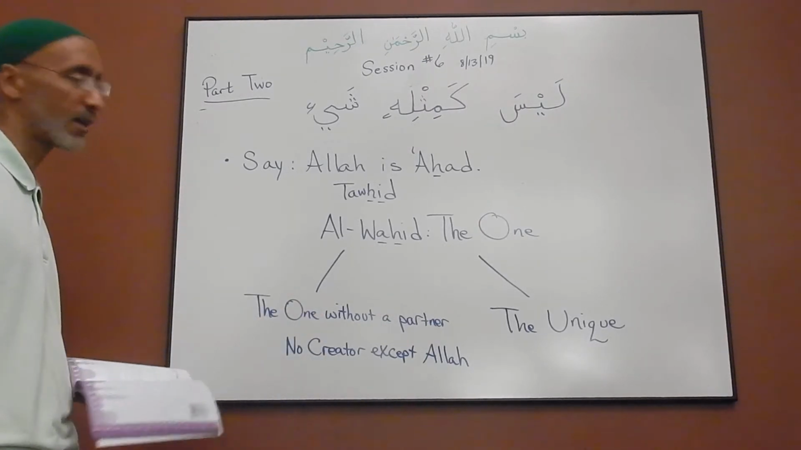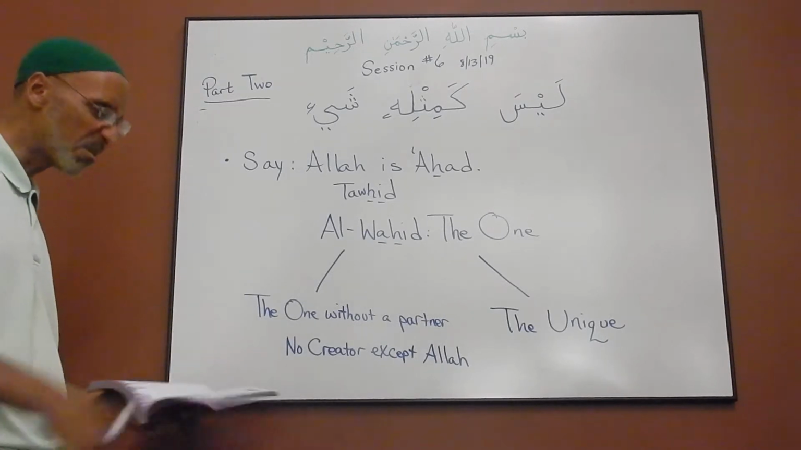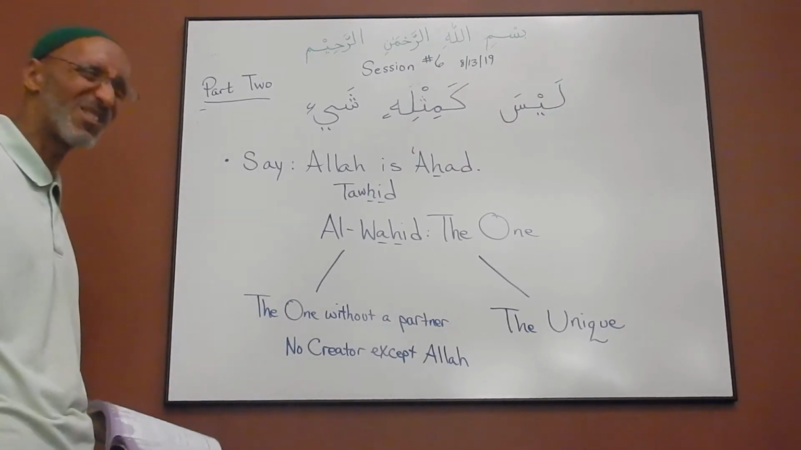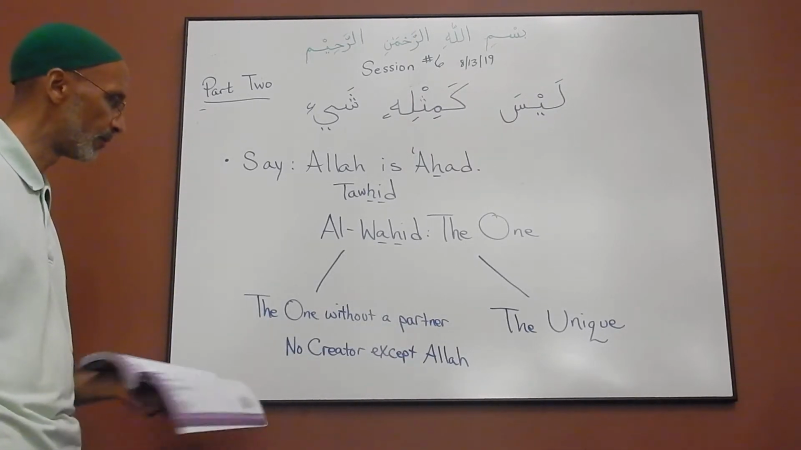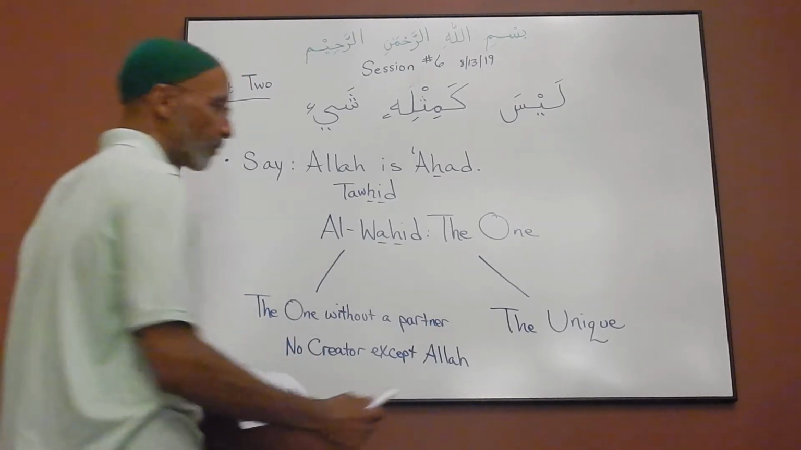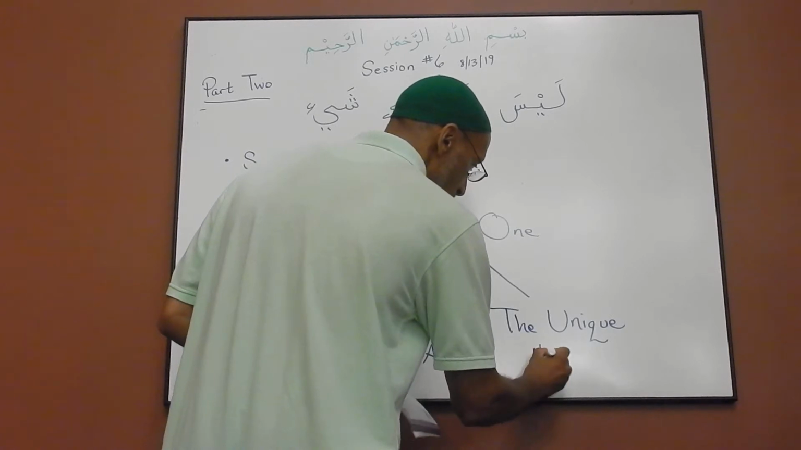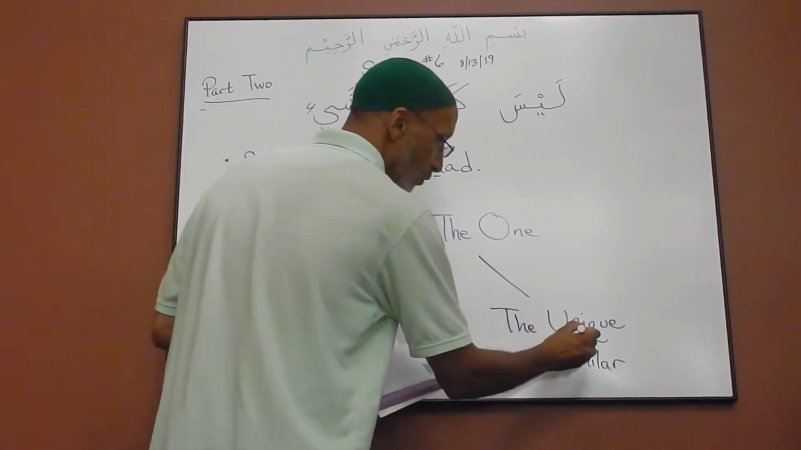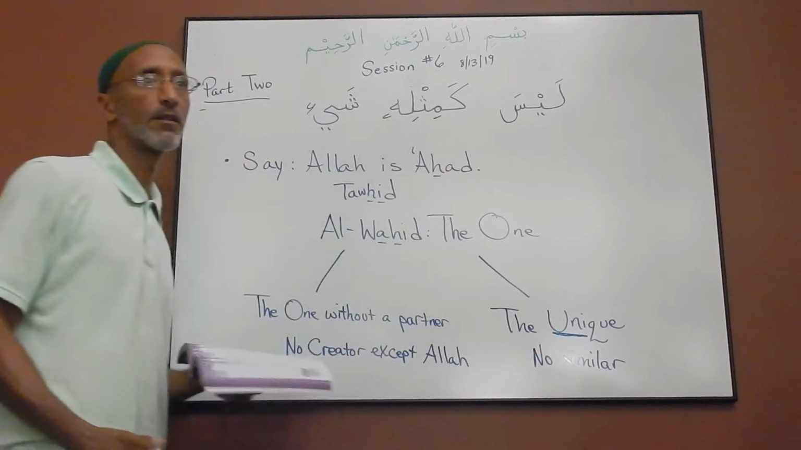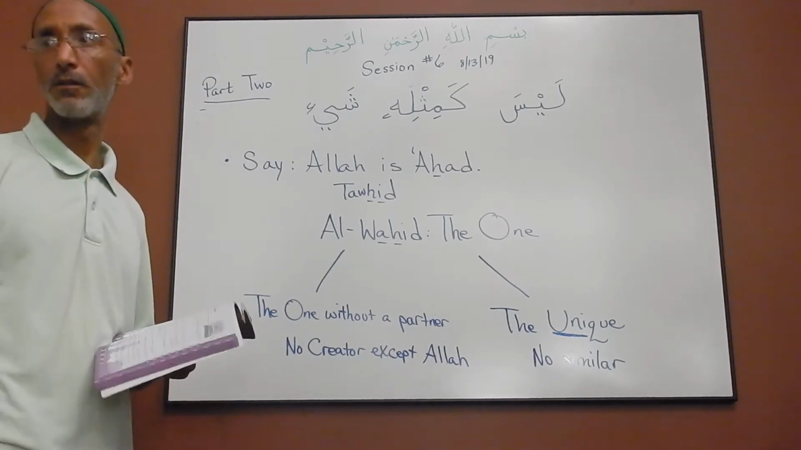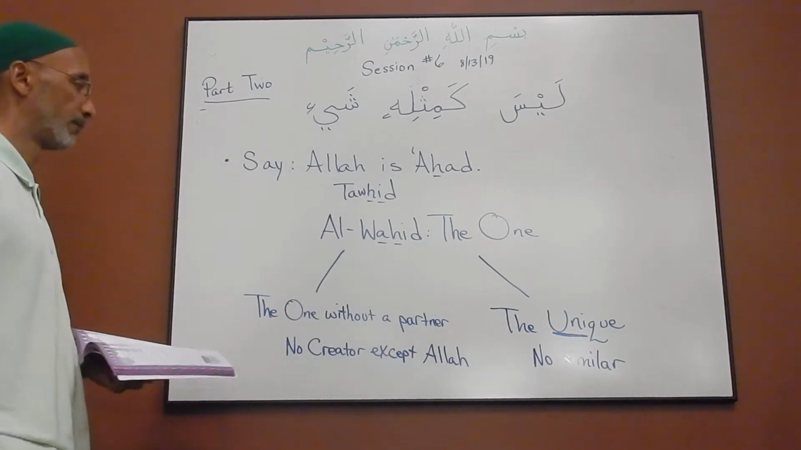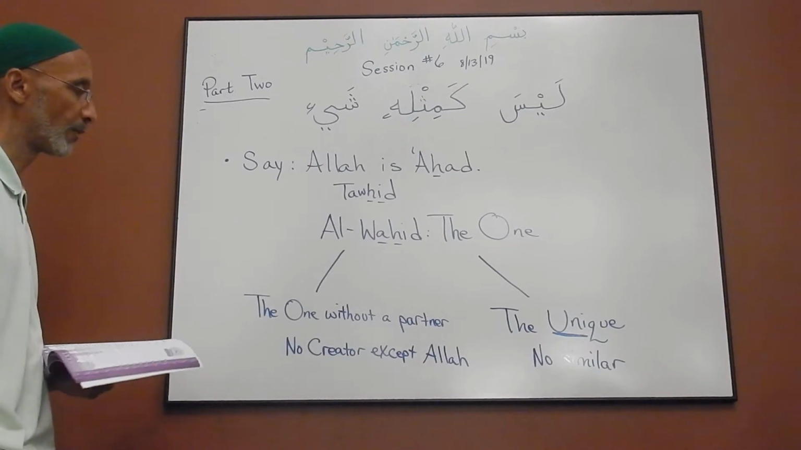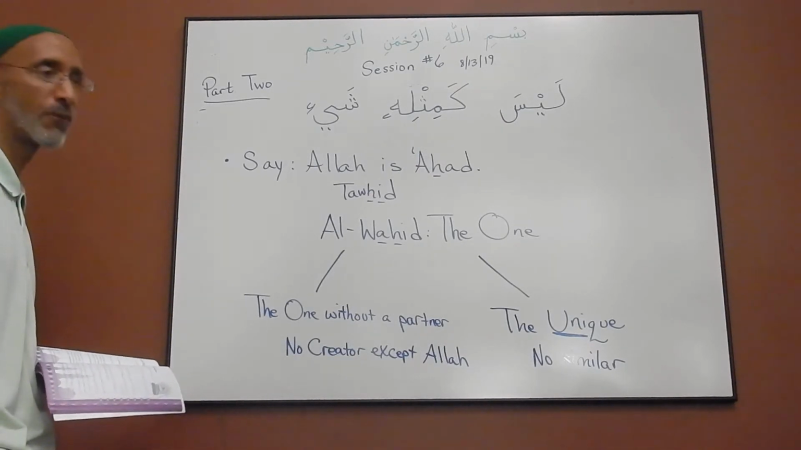Oh, you have the children, 8, 9, 10 years old, they memorize this. Inshallah, they will despise kufr. They will see, not just from the iman point of view, but intellectually, it's very vile. So, the one without a partner, no creator except Allah, the unique, no similar. And in the root word of unique, we get what? Uni, right? And uni means one. So Allah is one and wahid. No one is the creator except Allah. This phenomena doesn't create.